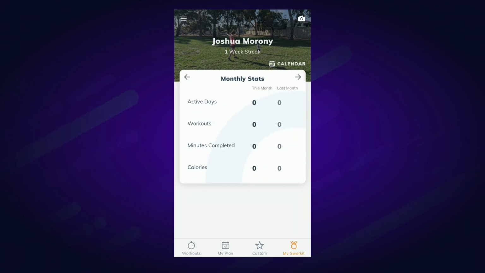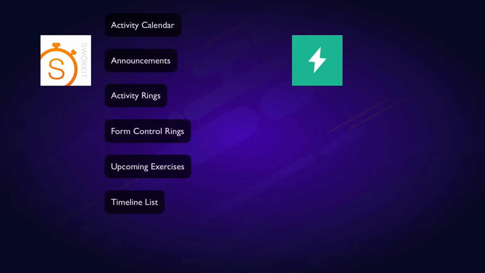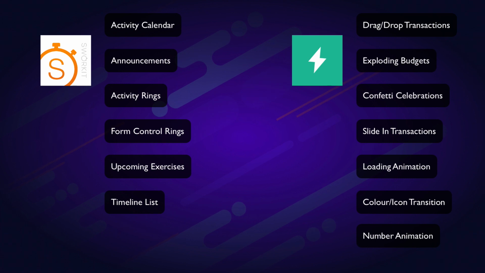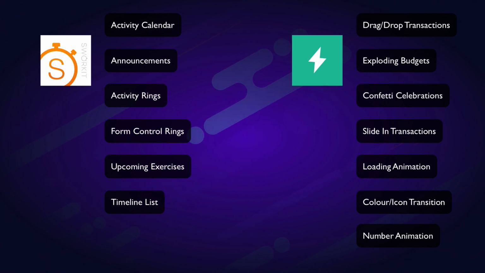Sworkit and OneGoal are filled with custom components, but let's just take a quick look and have a bit of an overview of some of the key components that both applications provide. So with Sworkit, we have the activity calendar. There are custom announcement modals, activity rings, timer rings, form control rings, upcoming exercises, a timeline list. And for OneGoal, we have drag and drop transactions, exploding budgets, confetti celebrations, slide-in transactions, custom loading animations, a color to icon selector transition for themes, animated numbers, and there is still far more customization in both of these apps.